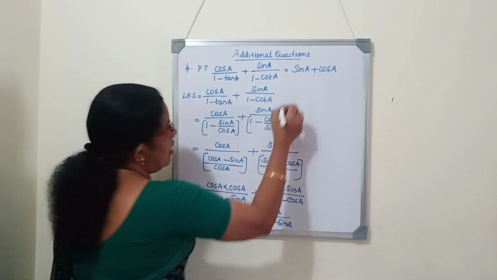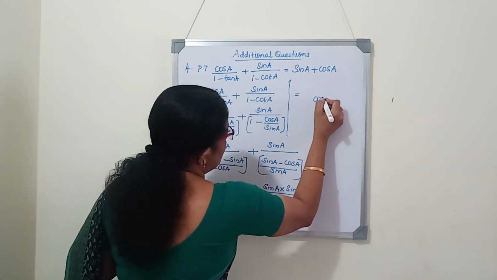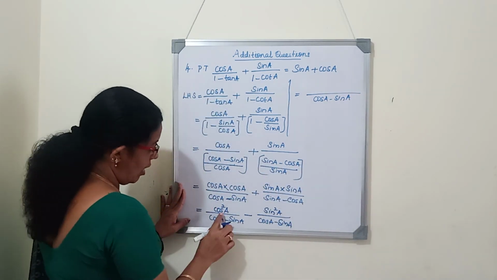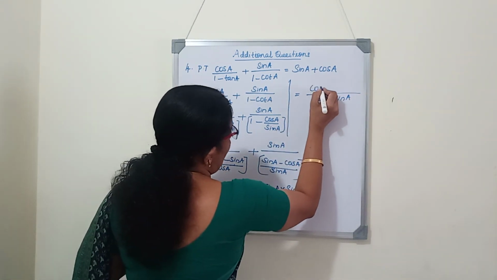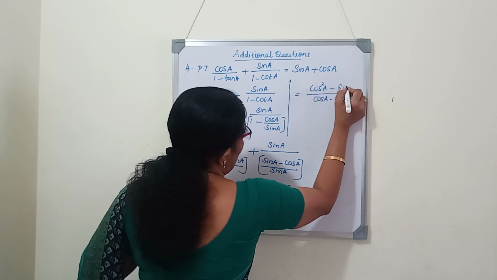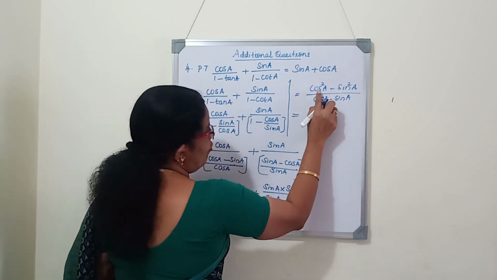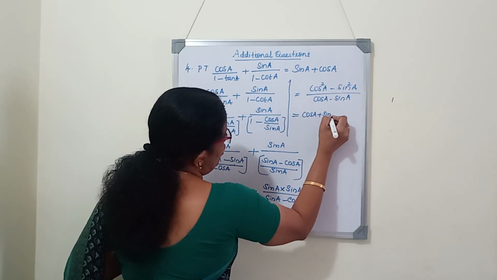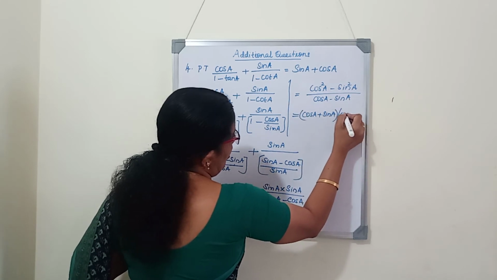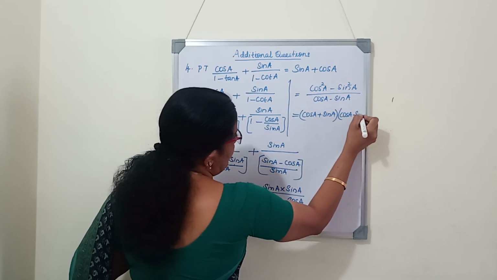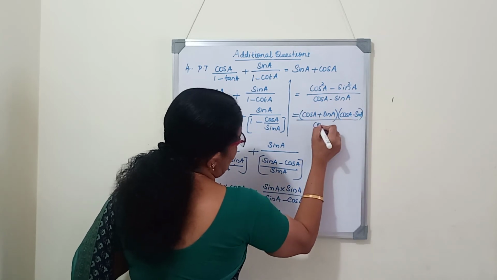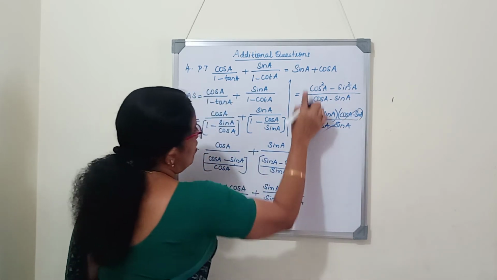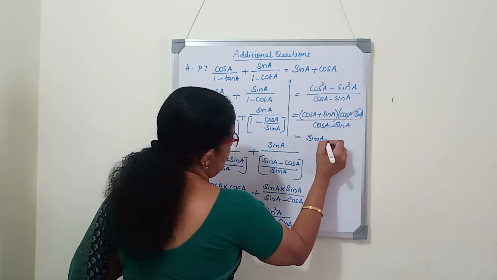Now as the denominators are same, we can write the denominator once, cos A minus sin A, and we can write the numerator together, that is cos square A minus sin square A. Cos square A minus sin square A is in the form A square minus B square. A square minus B square is A plus B into A minus B. And the denominator we will write as it is, cos A minus sin A. So that cos A minus sin A will cancel. We will get cos A plus sin A, or sin A plus cos A.